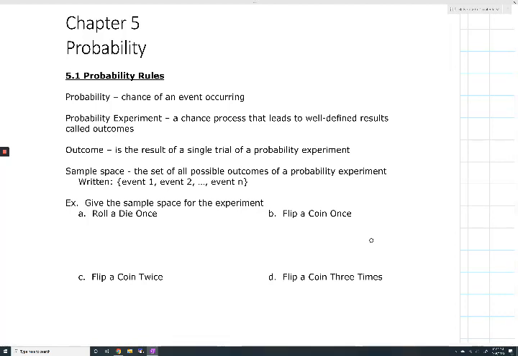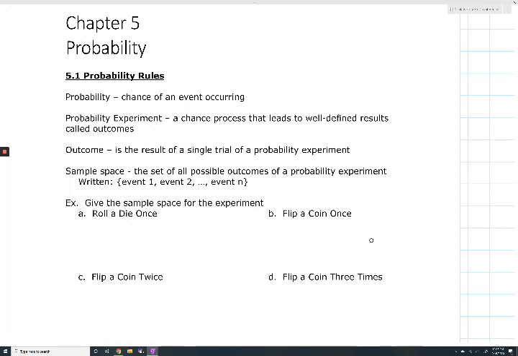Probability is the chance of an event occurring. So when we talk about this, we're going to be talking about probability experiments, which is a chance process that leads to well-defined results called outcomes. We don't usually use the term probability experiments, but rolling a dice is a probability experiment. Picking a card out of a deck is a probability experiment. Flipping a coin, probability experiment.